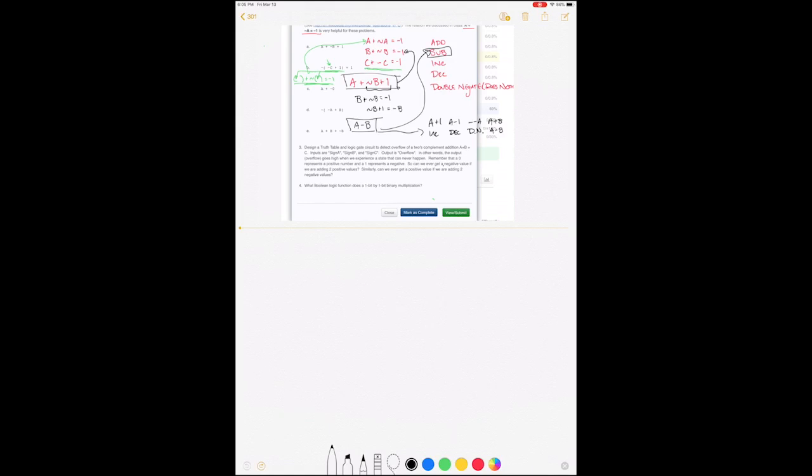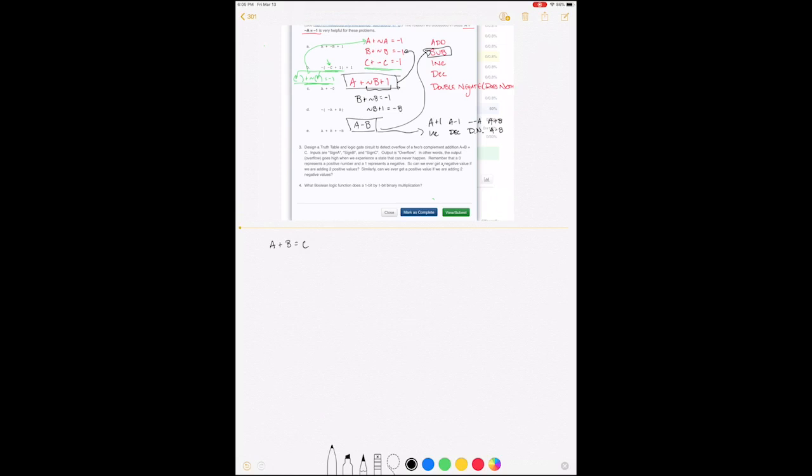So it says, design a truth table and logic circuit. So we're doing two things. We're going to design a truth table and logic circuit to detect overflow of a 2's complement addition, A plus B is equal to C. So let's write that down. A plus B is equal to C. And the output is overflow.